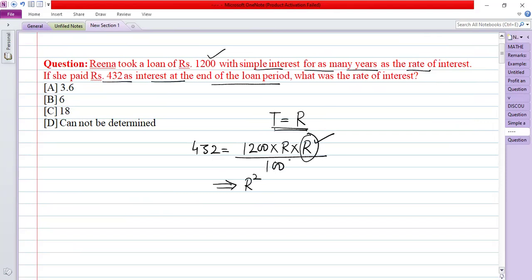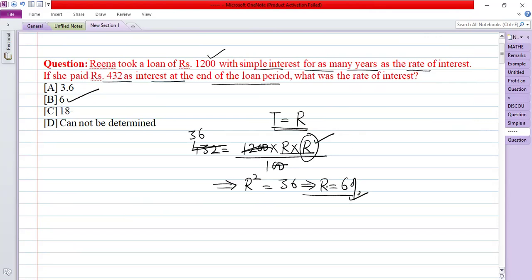So it will be R square, because R into R is R square, and the 100 cancels out. So here it will be 12, and 12 will simply go out with this. That will give us, if I am not wrong, sorry, 36. Yes, cancelling 12 from 432 gives 36. So R square is obviously 36. So what will be R? It will be nothing but 6%. So the rate was 6% per annum.